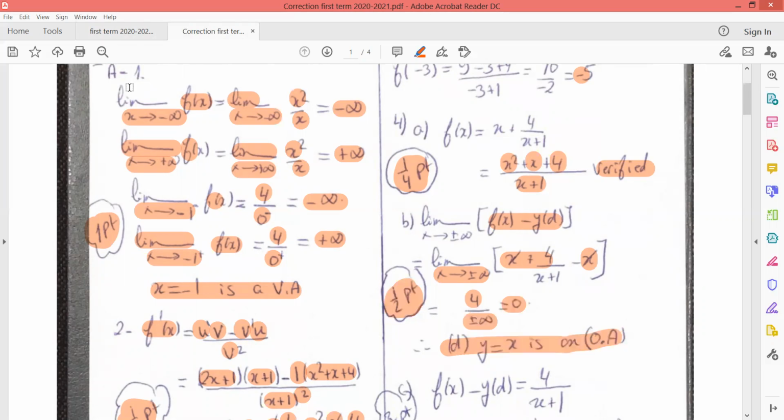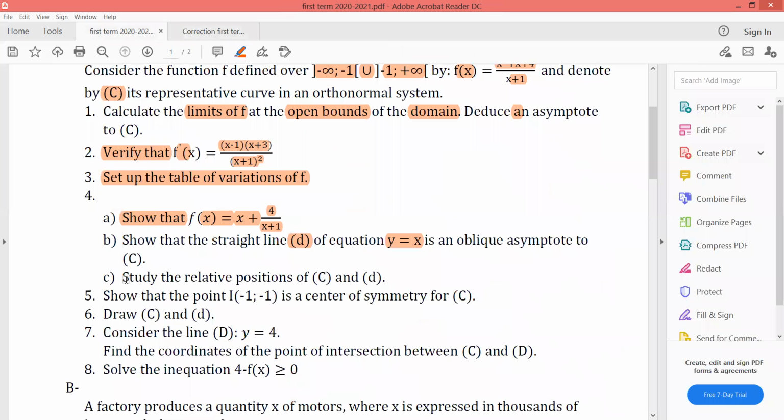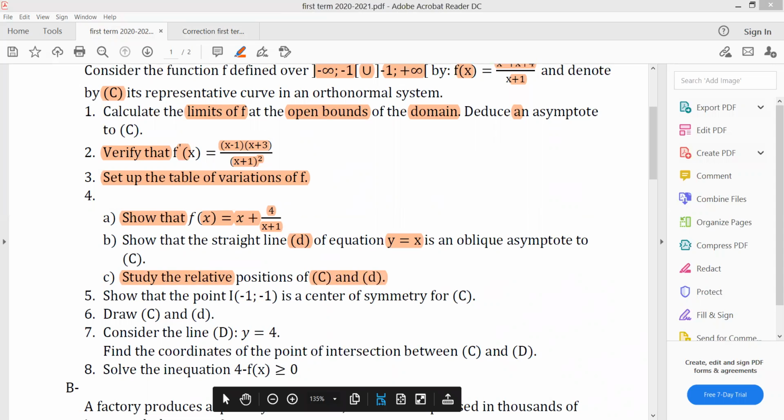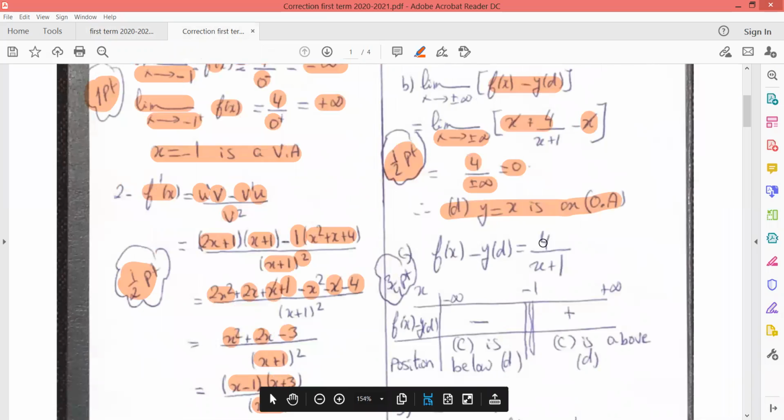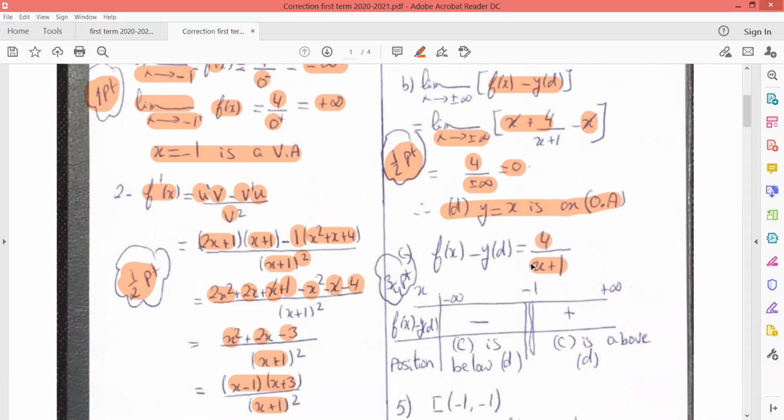Now, position. Study the relative positions of C and D. To study the relative positions of C and D, we have to study the sign of f(x) minus y_D. f(x) minus y_D is 4 over x plus 1. The numerator is positive, so I take the domain: x plus 1 different from 0, x different from -1. This is the domain of definition, from minus infinity to plus infinity.